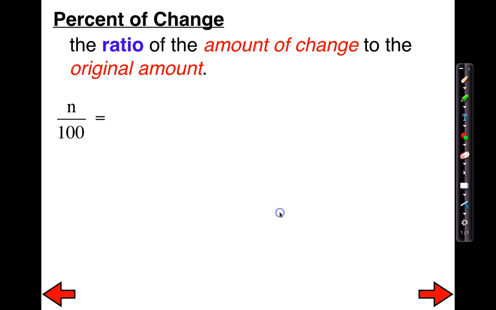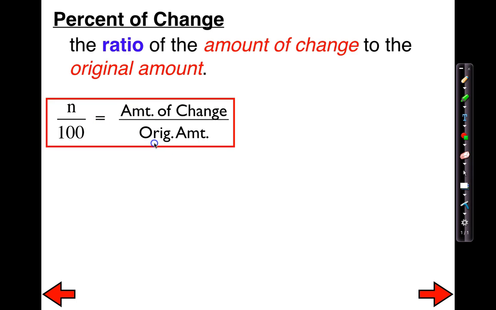So if you look at percent of change, you could express it as a ratio, in other words, a proportion as well. Here, if we want to know the percent, we're going to do n over 100 equals the amount of change over the original amount. It could be thought of as part over whole. We like using the amount of change over original amount so that you know which numbers go where.